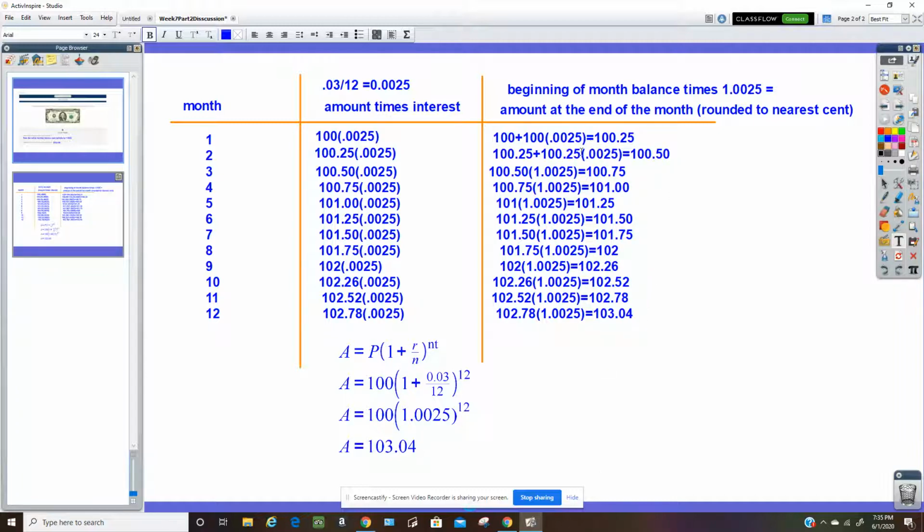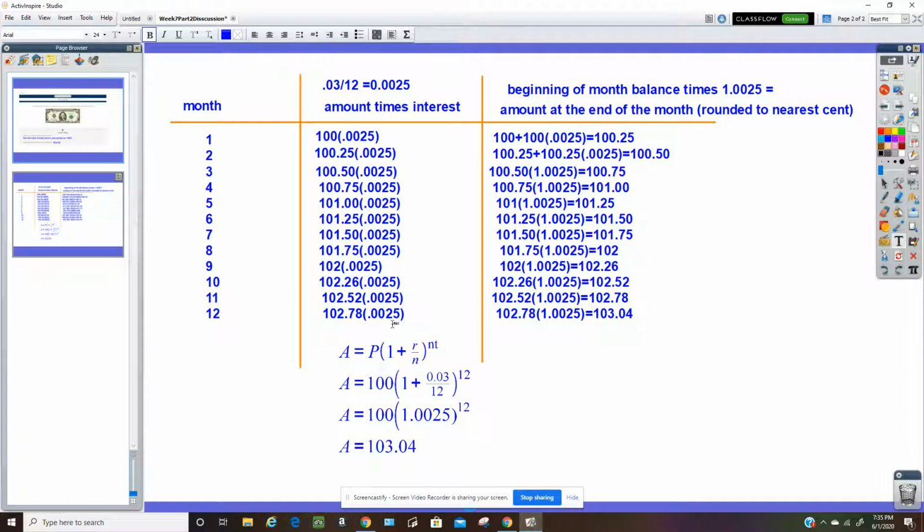These are rounded to the nearest cent, because otherwise it would be really messy to carry this out to the number of decimal places it really is. So this column is the beginning balance times 1.0025, like 100 times 0.0025, and that's the amount at the end of each month to the nearest cent.